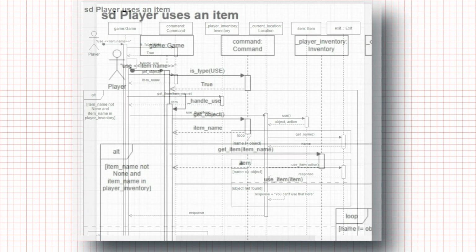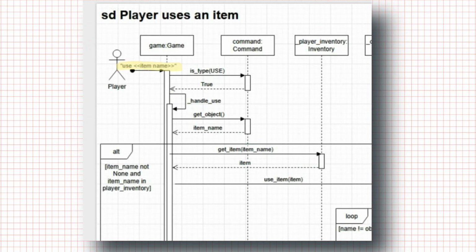The interaction begins with the player typing use, followed by an item name, and that could be nothing, they could have simply typed use. And the initial interactions with the command object should be familiar. The game asks if this is a use command, and the command responds true, and the game then gets the object of the command because that's relevant for a use command. It answers the question, use what?